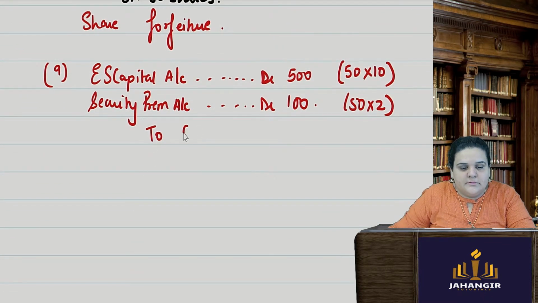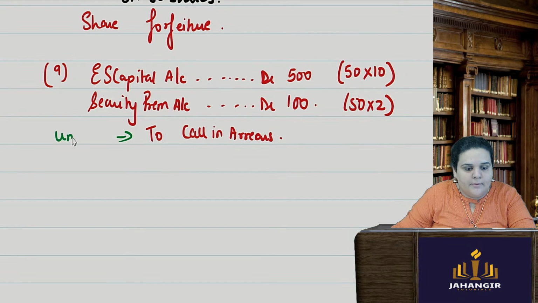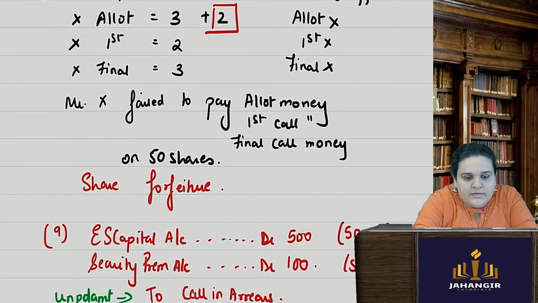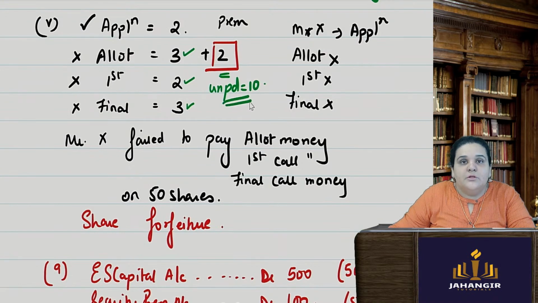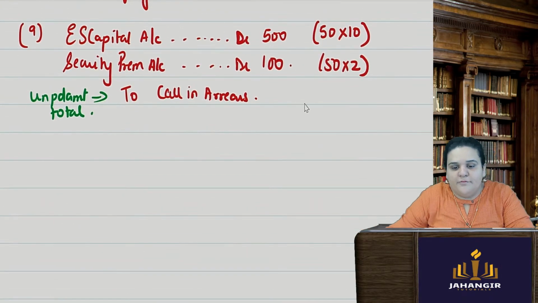Calls in arrears. Calls in arrears is always on the total unpaid amount. So unpaid amount total is how much? It is 3 plus 2 plus 3 plus this 2 also. So 3 plus 3, 6, 7, 8, 9, 10. So total unpaid is 10 rupees. So calls in arrears will now be on 50 shares, it will be 10 rupees.